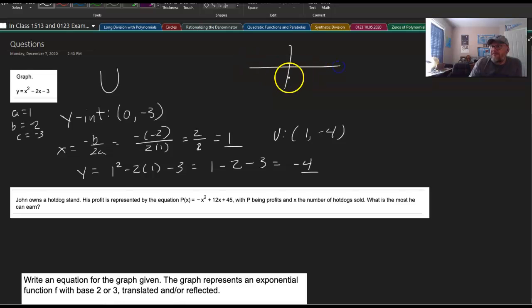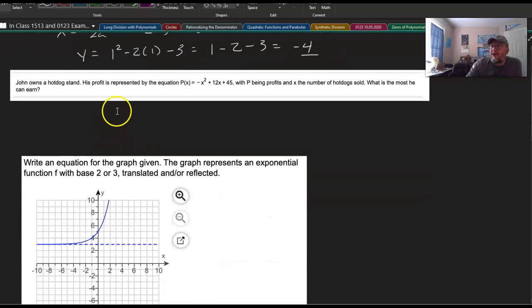So if we're going to graph this, we're going to go down here to -3, and here's a point, and then (1, -4), here's a point. And so you would make those two clicks right there. All right.